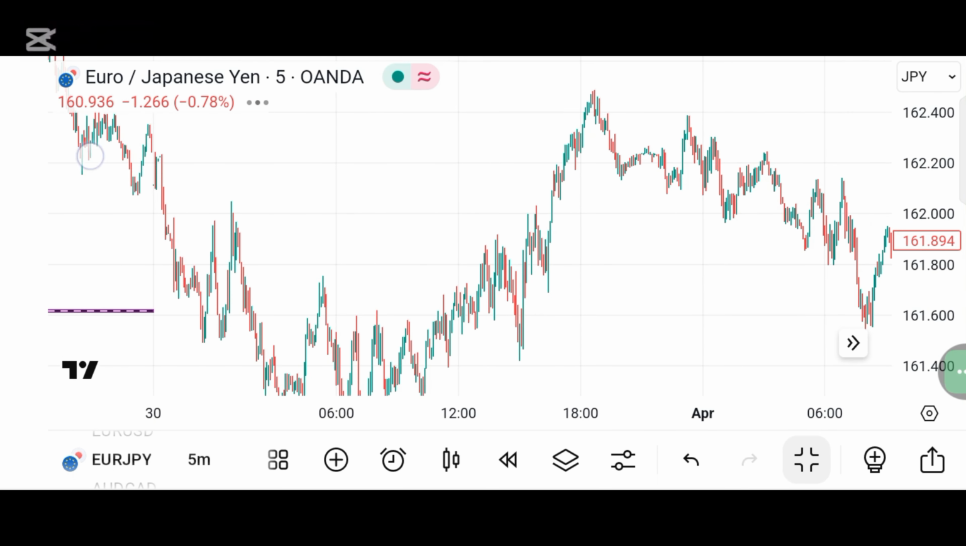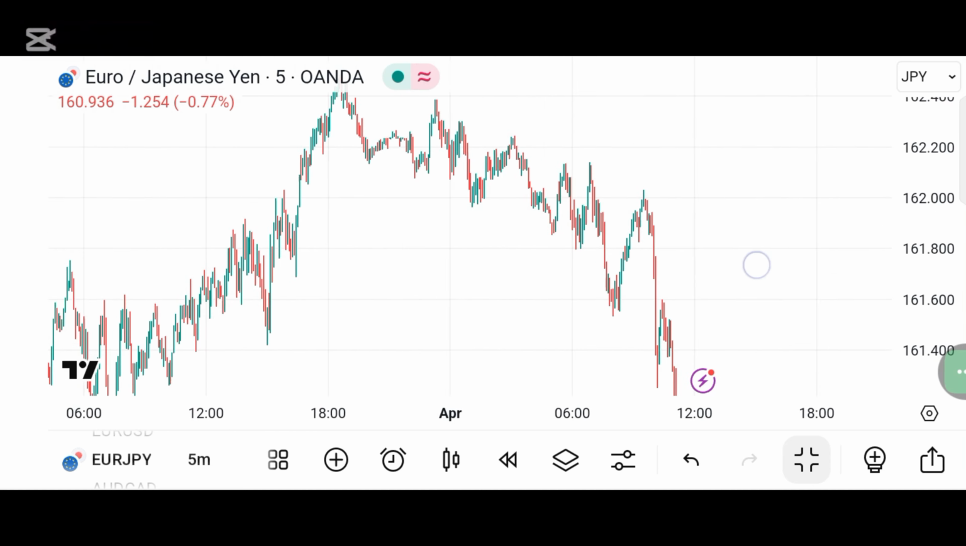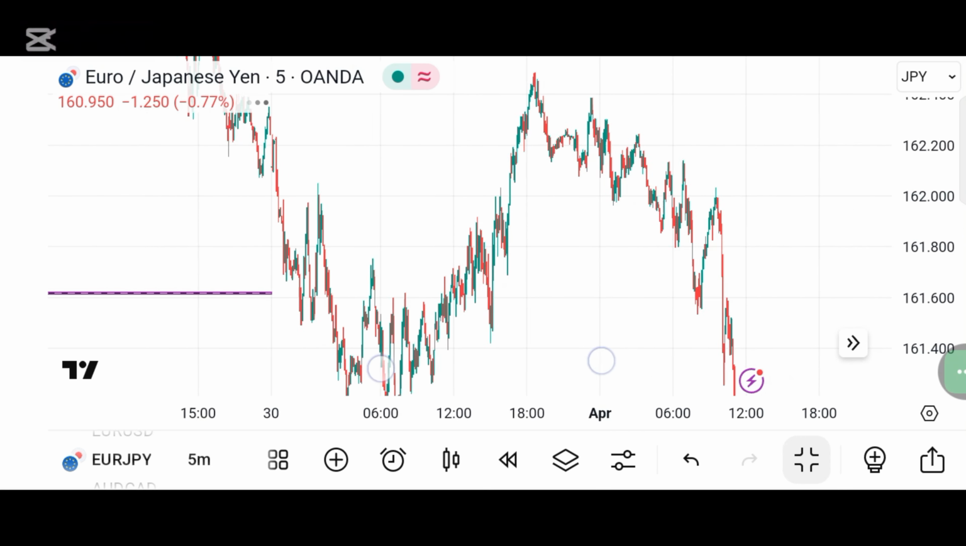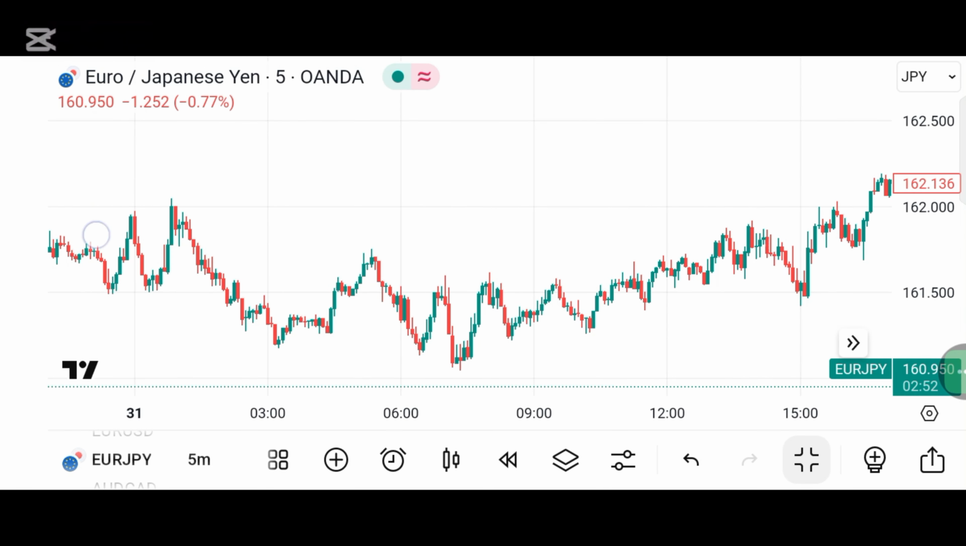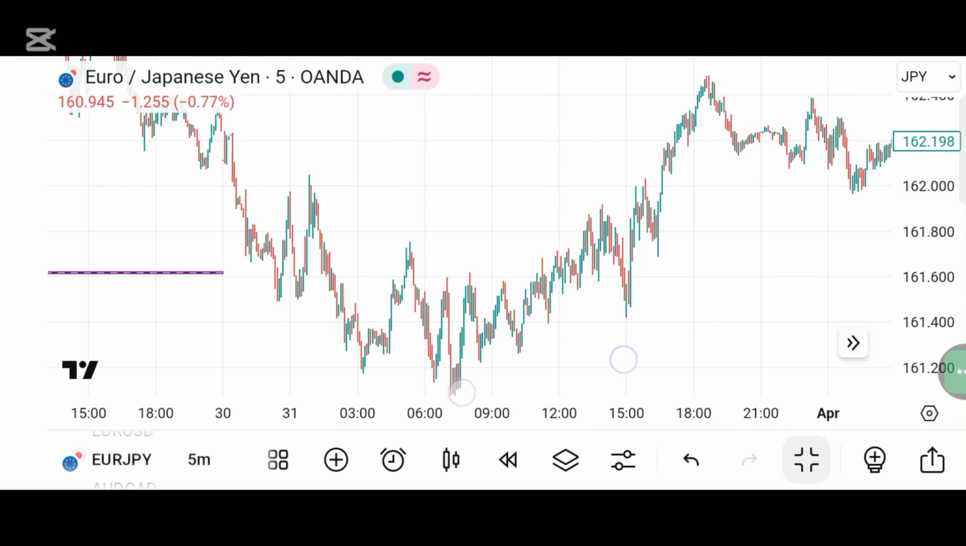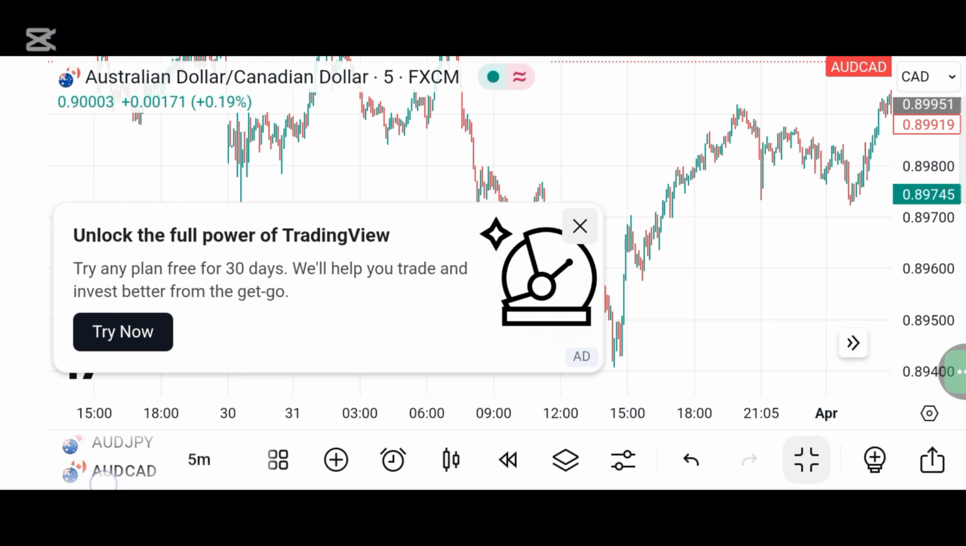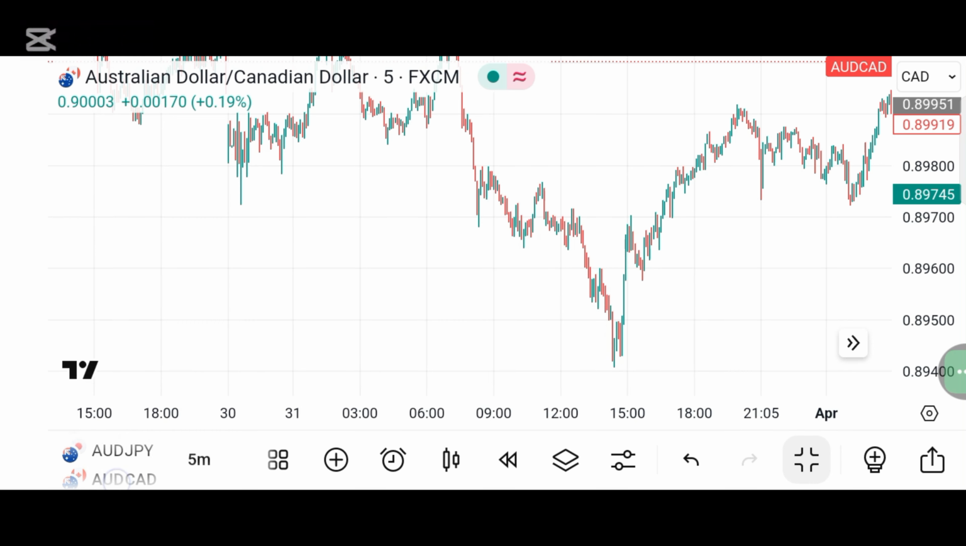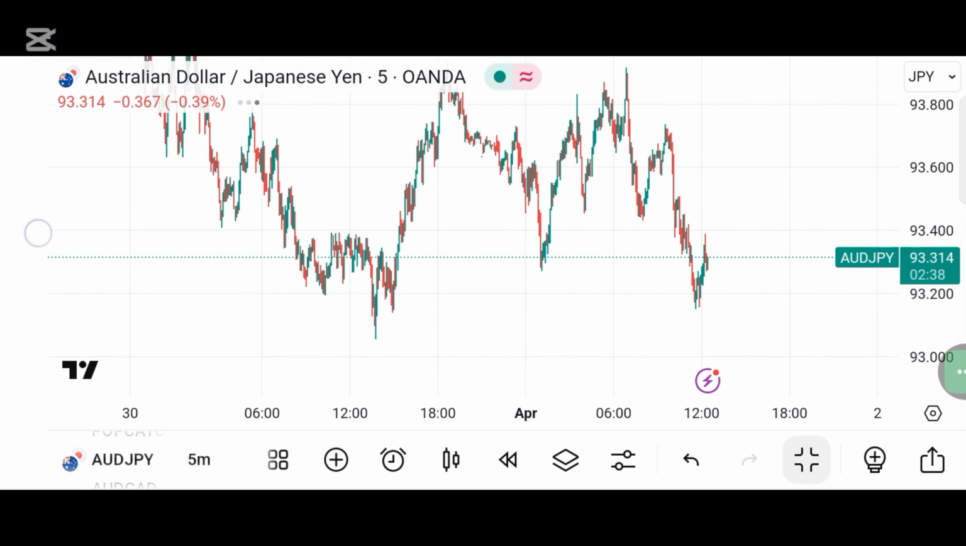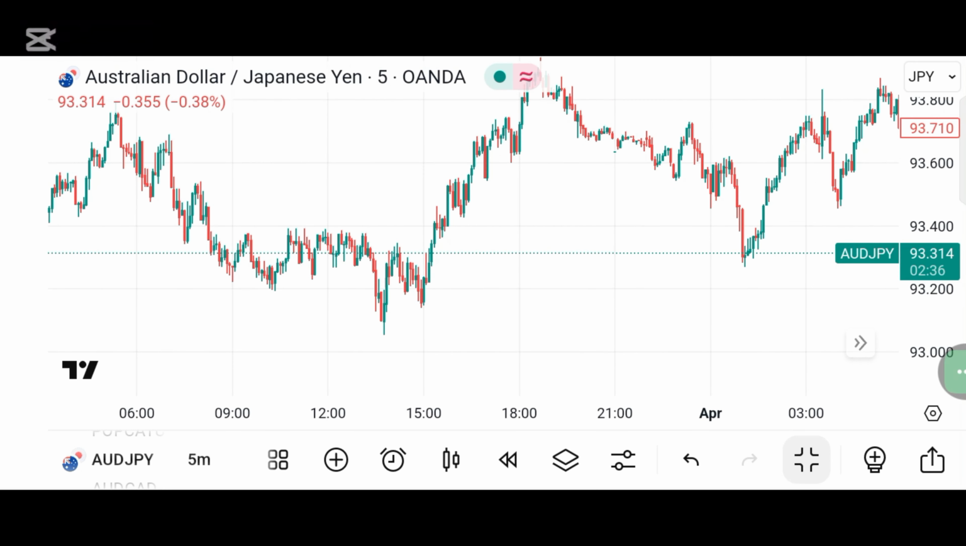Euro JPY, you see that Euro JPY too, I don't know if it would have been visible for you to take a trade here. Or let's check another pair, AUD JPY. Okay, AUD JPY was actually visible here too, because you can see what happened.